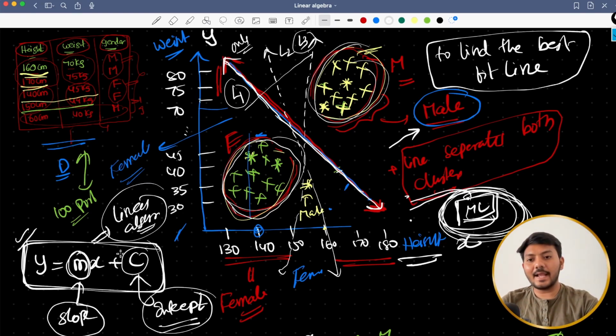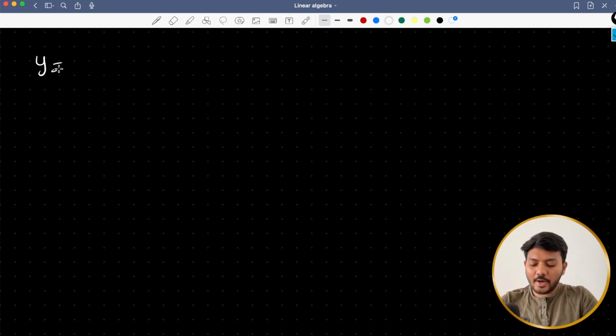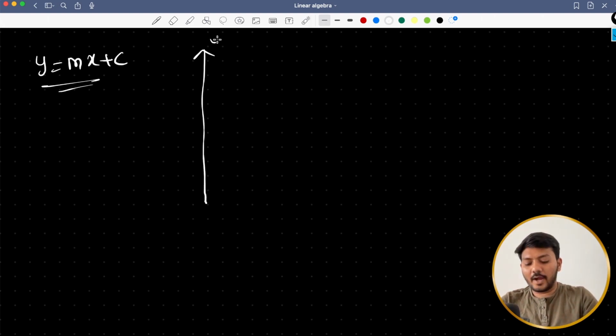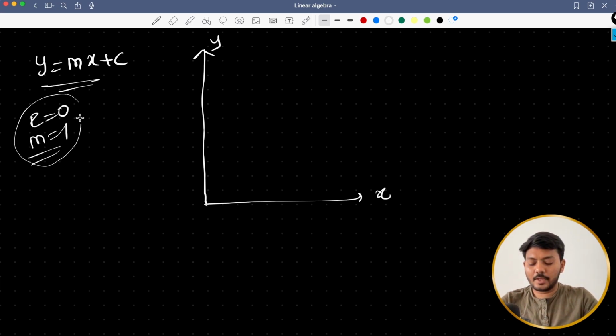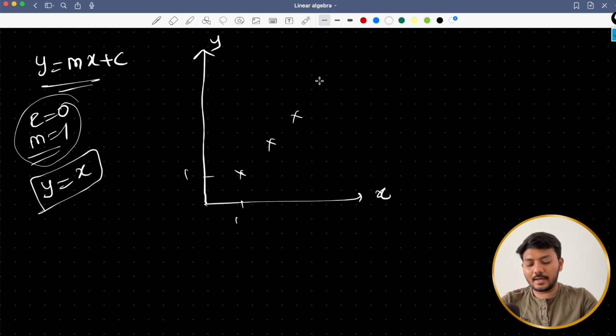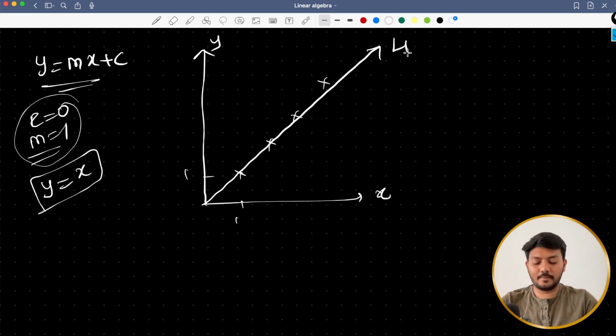Now let's take an example of how it will change. So y = mx + c, and this is my y and this is my x. If I say c = 0 and m = 1, my equation would be y = x. That means if my x point is 1, y point is 1. Likewise, I will have data like this, and the line equation is this one. So this is line 1.